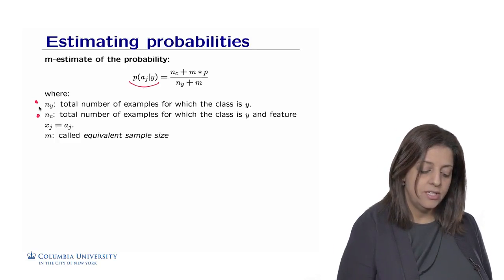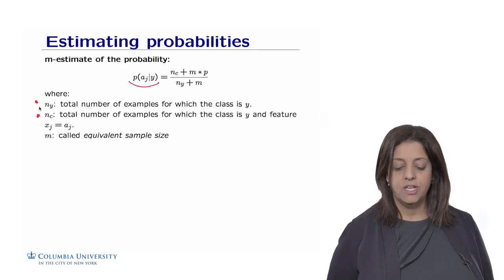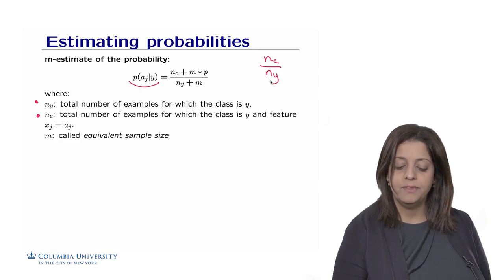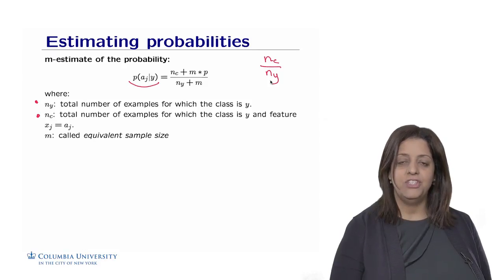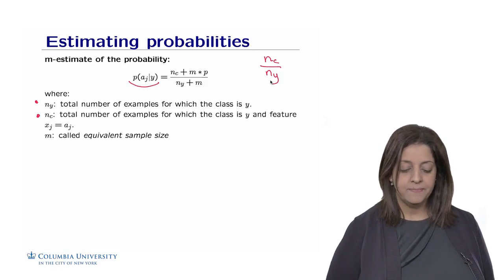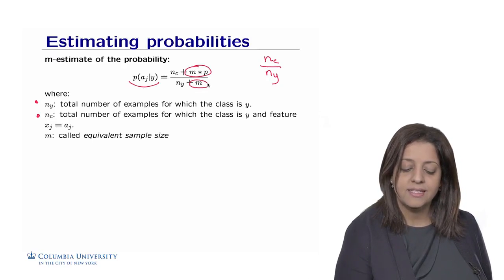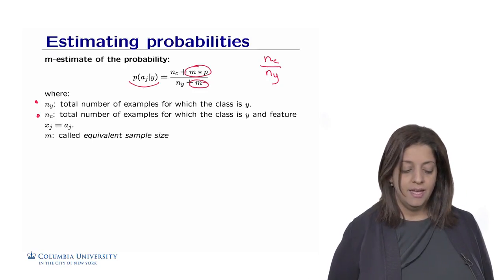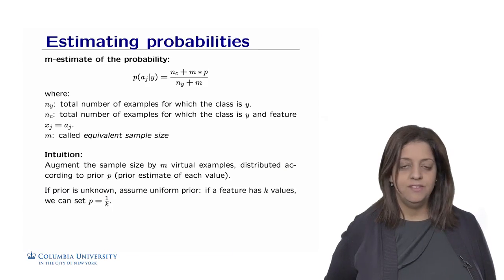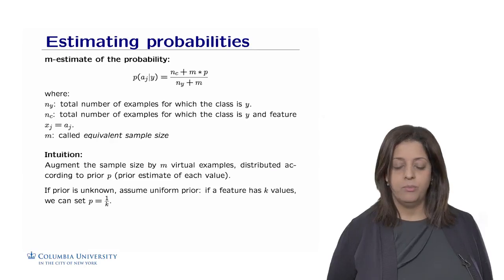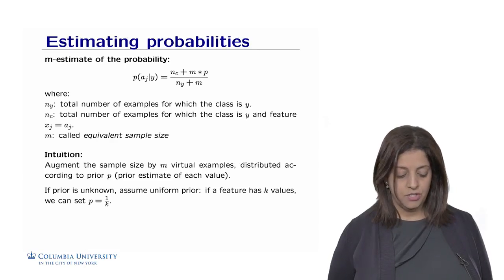And ny is actually the total number of examples for which the class is y. So usually what we do is just nc divided by ny, the number of times we have aj among the y's, right? Okay, so now we're going to use artificially some extension of both values by imagining that there are some extra samples. So the trick here intuitively means to augment the sample size by m virtual examples distributed according to some prior p, a prior estimate of each of the values.